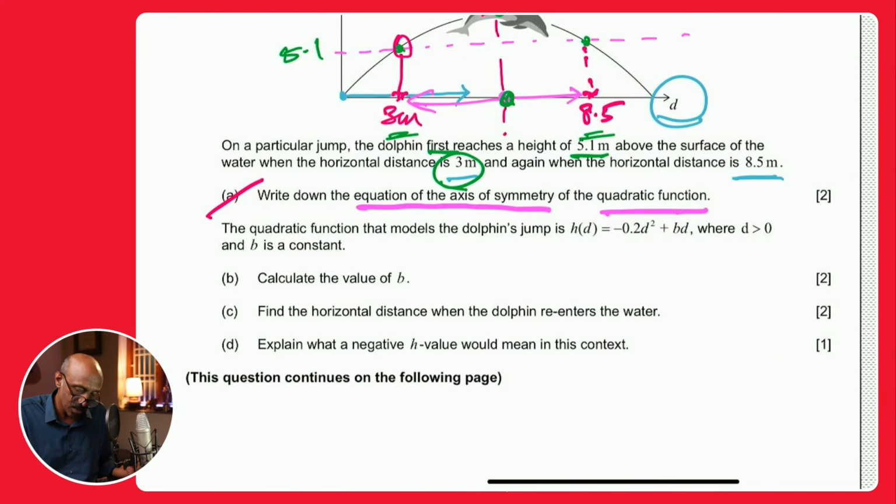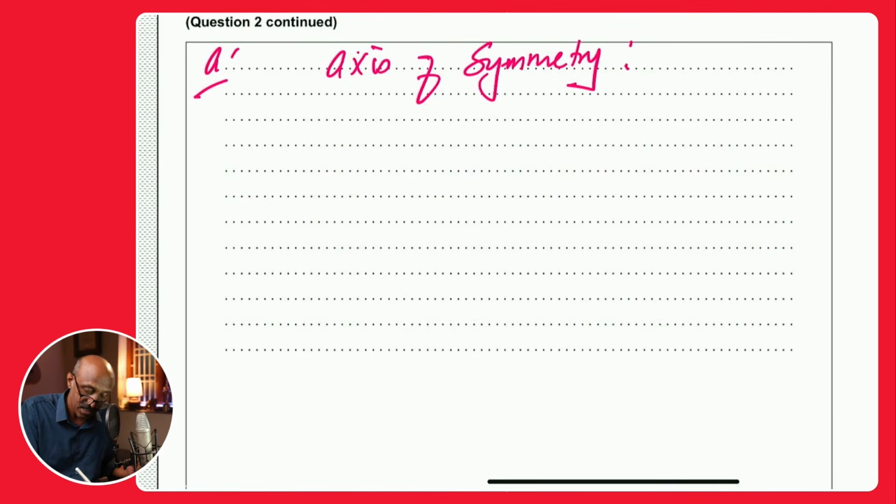D, axis of symmetry. Always get into the habit of writing your answers in the context of the question. So they're saying write an equation for the axis of symmetry. So write down axis of symmetry is d equals 3 plus 8.5 over 2. Okay, so you can jump straight to the calculator.